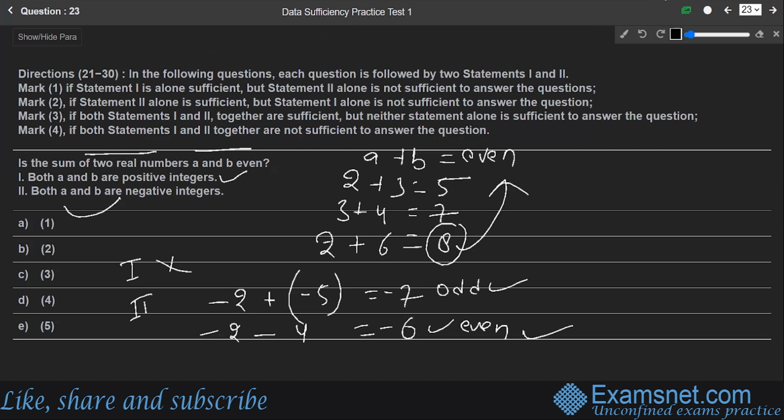Even if we combine, they cannot be combined, because A and B can be either positive integer or negative integer. So the information cannot be combined also. So clearly, both the statement first and second are not able to answer the question. That is 4 is the right answer, and which is available in option number D.